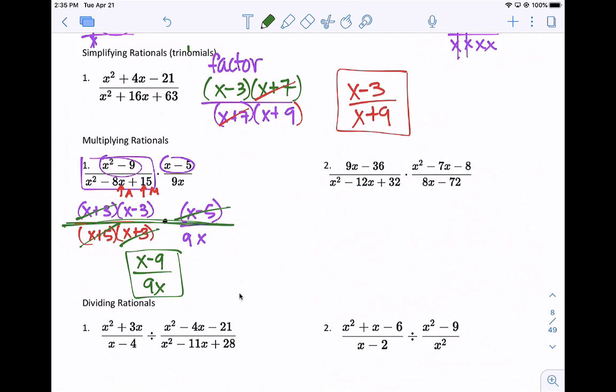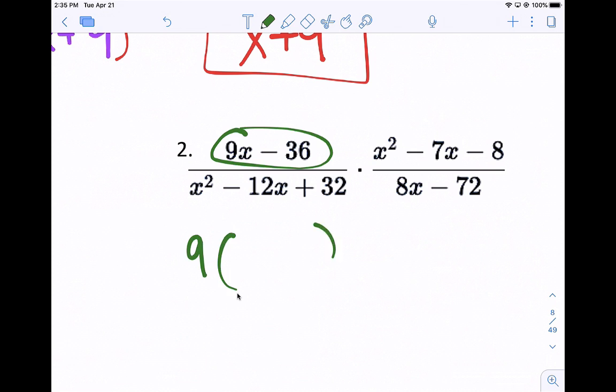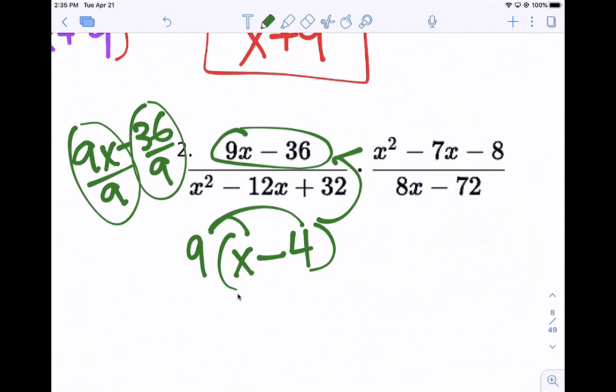And there's our final answer. Let's try one more where we multiply. First up, factor. In this 9x minus 36, there is a number you can divide out of each of those terms, and that number is a 9. So we'll take our 9x minus 36 and divide each term by 9. 9x divided by 9 is x, and 36 divided by 9 is 4. It's undoing the distributive property. If you want to check your answer, you can distribute, and you'll get what you started with. So first pull out the 9.